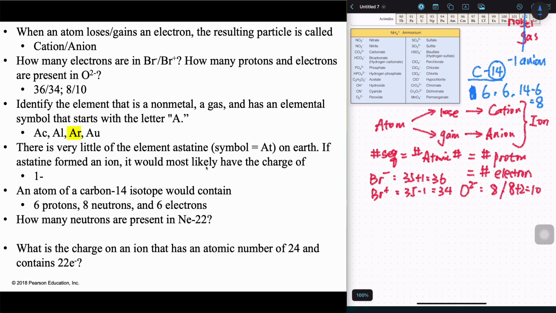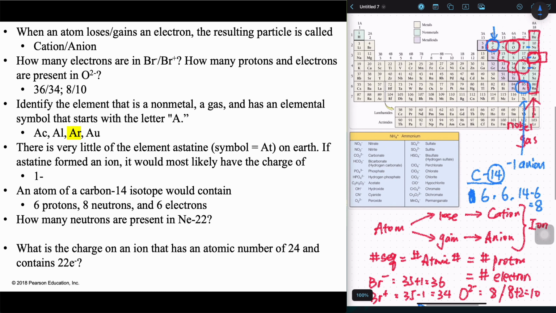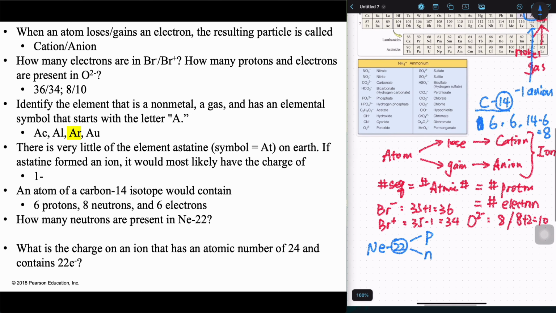Now let's see the next question. How many neutrons are there in neon-22? This is very similar to the previous question. For neon-22, we know 22 is the mass number, which equals the sum of the proton number plus the neutron number. The proton number we can find directly from the periodic table. Neon is element number 10, which means neon has 10 protons. So for the neutrons, there must be 12.